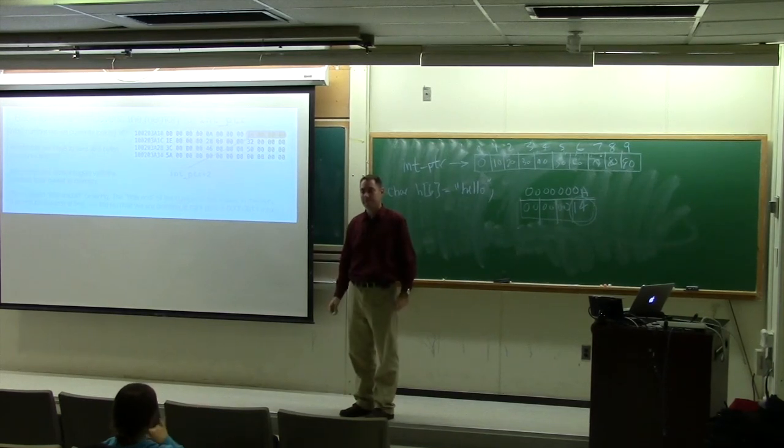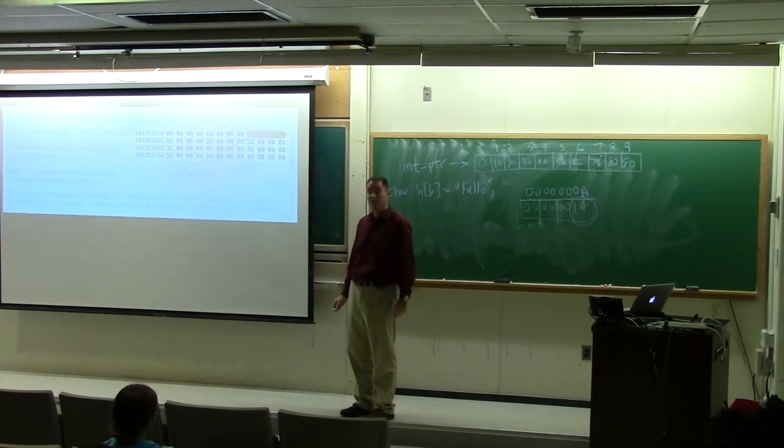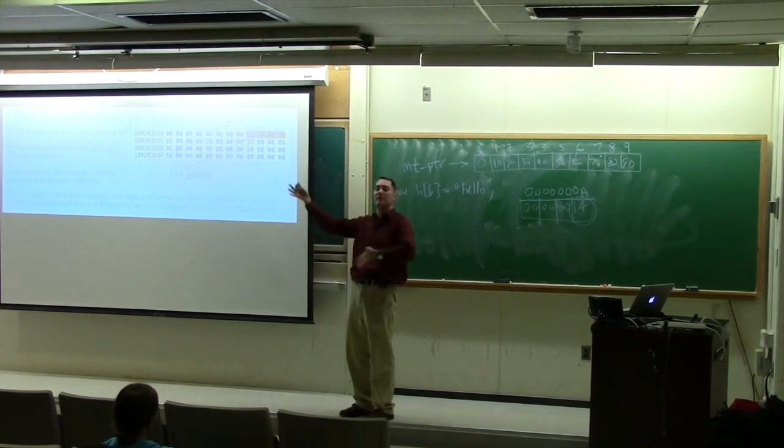Does it know to go up by 4 because I was an integer? Exactly. It knows to go up by 4 because I is an integer, and the compiler says, oh, integers are 4 bytes, therefore we jump by 4.